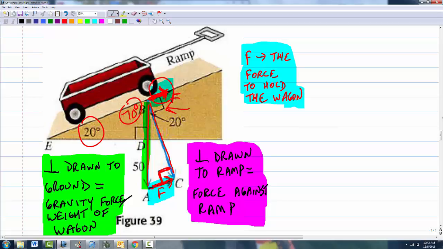Okay, and the less steep the ramp, the easier it is to pull something up. And then what if my wagon had no wheels and I put sandpaper on the bottom? Would that be easy or hard? Hard. Why? What does that add? A lot of friction.